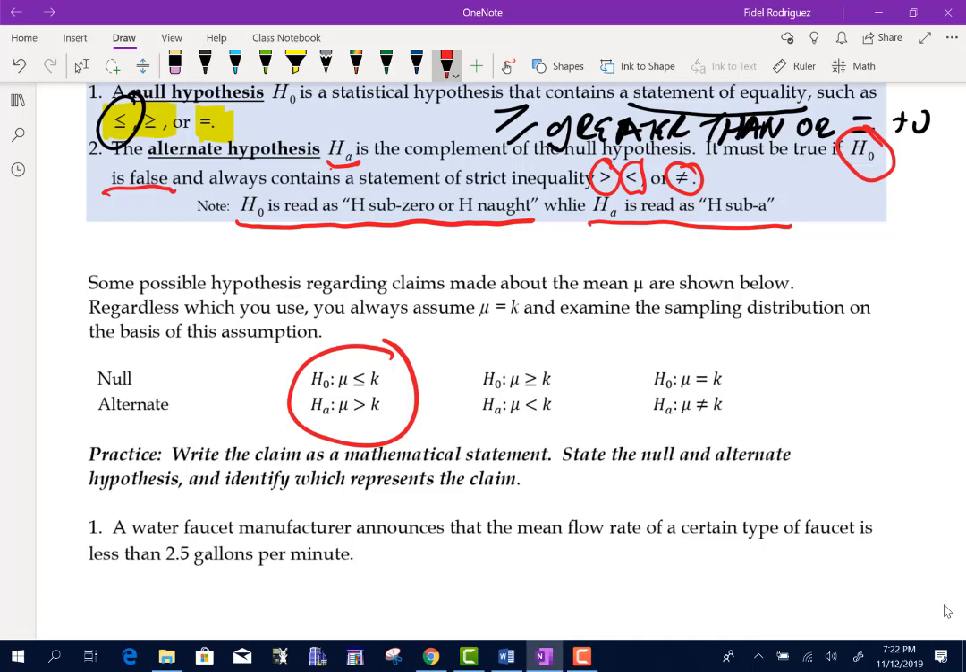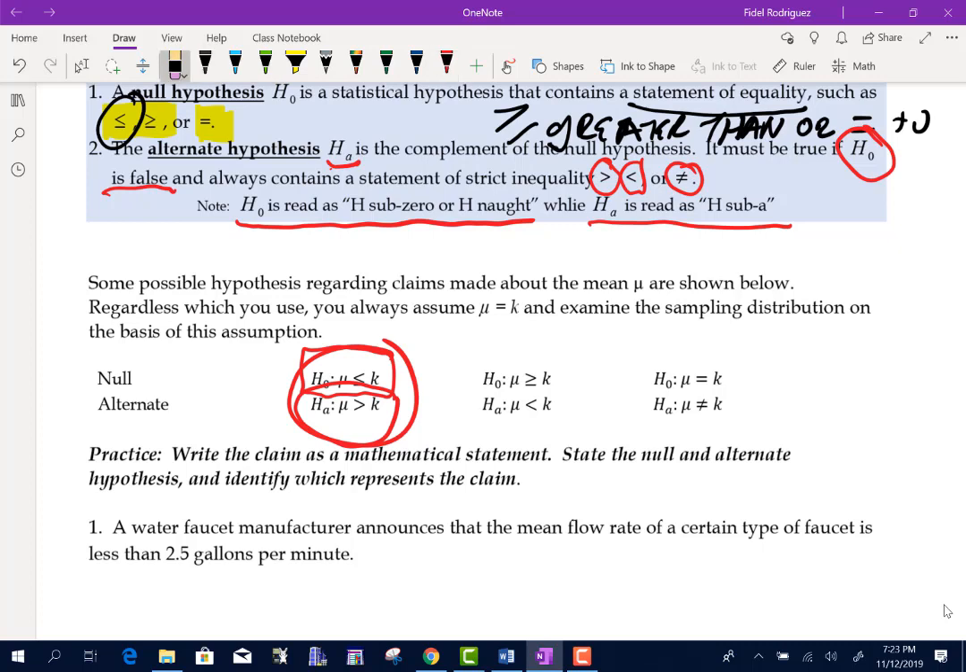The null hypothesis says the mean is less than or equal to k. Whatever that number happens to be, right? Suppose the mean is less than or equal to, so let's make it up, 7. Well, if my null hypothesis is the mean is less than or equal to 7, then the alternate is going to say it is greater than 7. It's going to be the opposite, right?